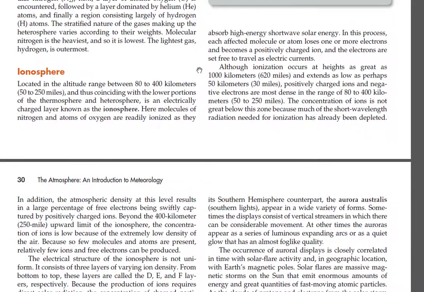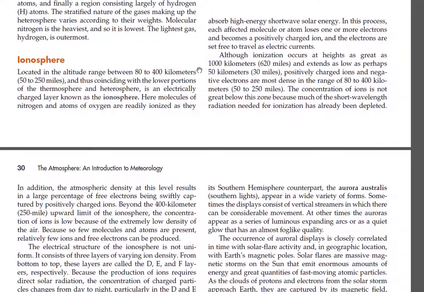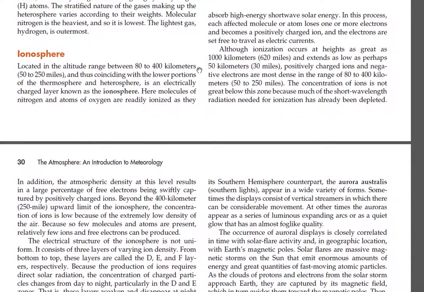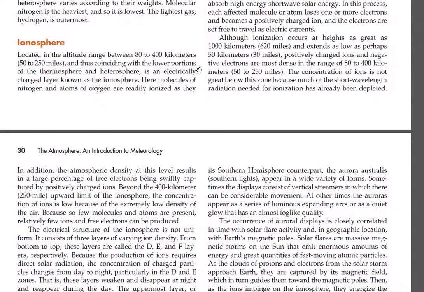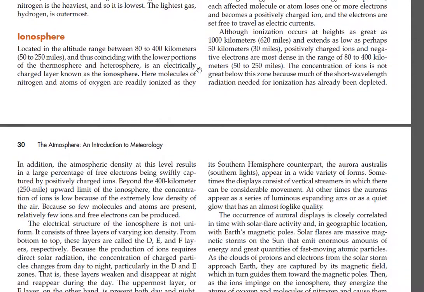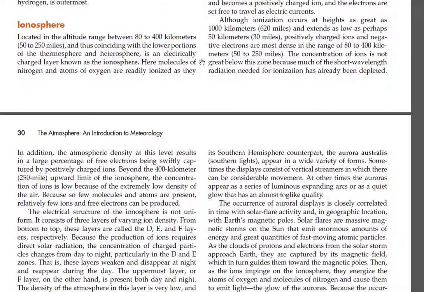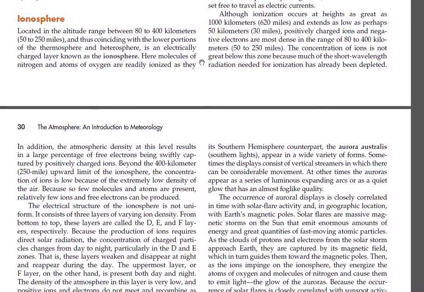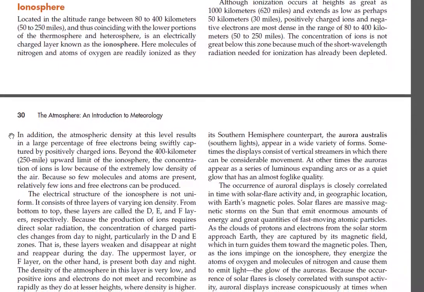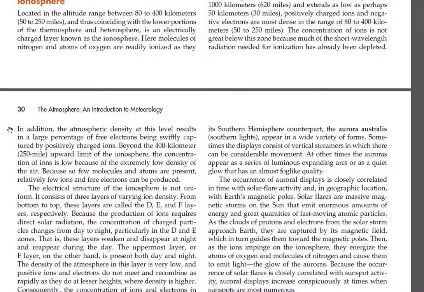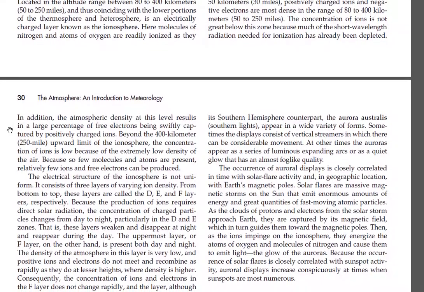Although ionization occurs at heights as great as 1,000 kilometers (620 miles), and extends as low as perhaps 50 kilometers (30 miles), positively charged ions and negative electrons are most dense in the range of 80 to 400 kilometers (50 to 250 miles). The concentration of ions is not great below this zone because much of the short wavelength radiation needed for ionization has already been depleted. In addition, the atmospheric density at this level results in a large percentage of free electrons being swiftly captured by positively charged ions.